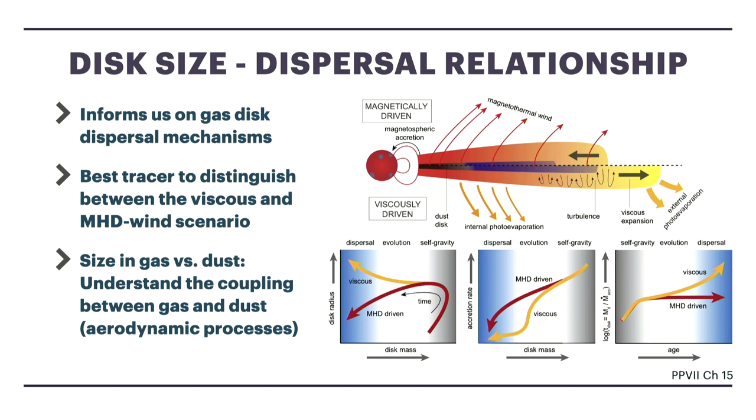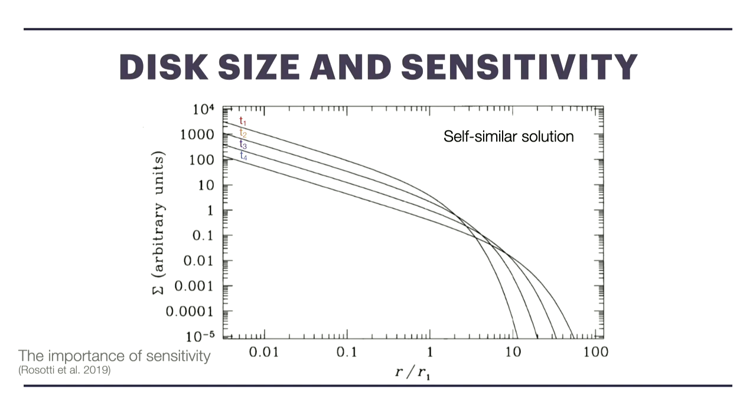In terms of the different disk dispersal mechanisms, as we heard about in the last talk, one of the features of the mechanisms on the table is that if our disks are evolving in a viscous way, we expect them to spread in time. If they're shedding their angular momentum via winds, they should become more compact. And so we should be able to tell the difference between these evolutionary tracks, perhaps, if we can accurately measure radii in time. The challenge is that you need really good data to do it.